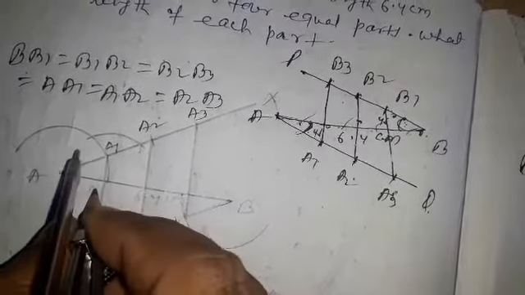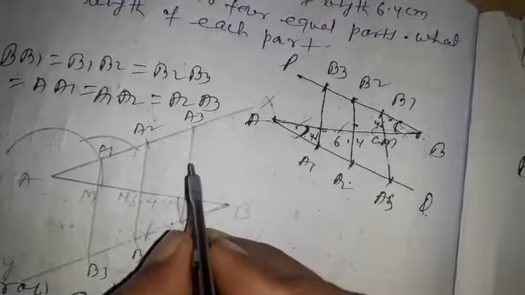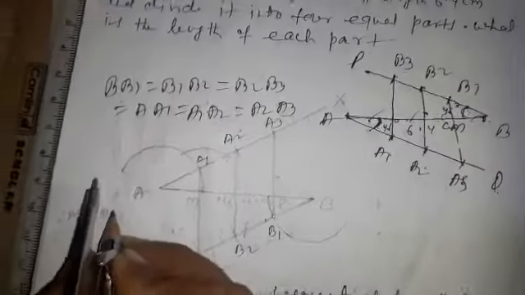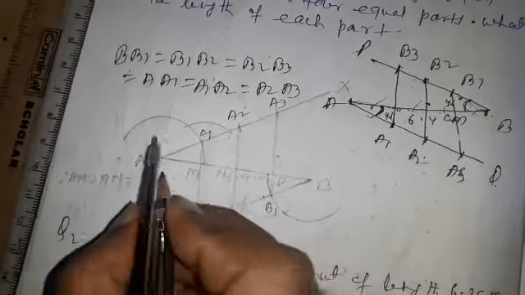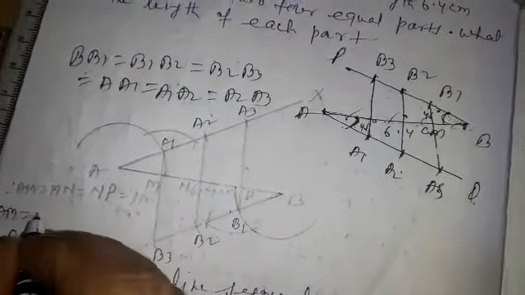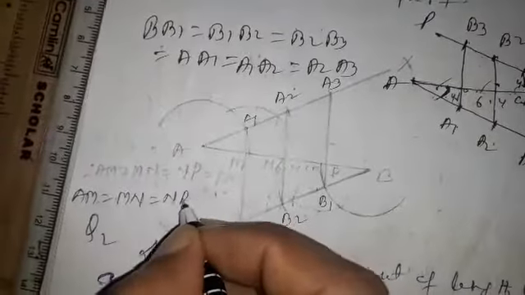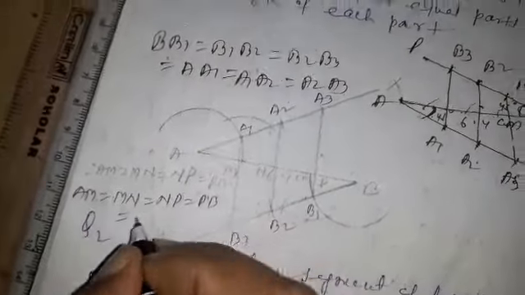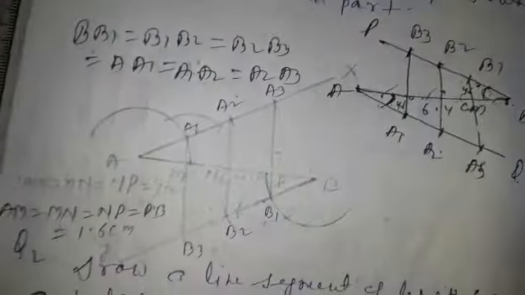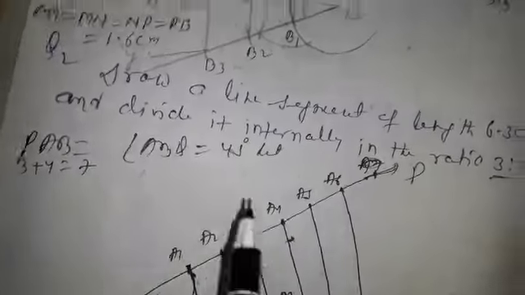If the points are M, N and P, therefore AM is equal to MN is equal to NP is equal to PB, each equal to 1.6 centimeter. If we measure it, we will find their length is 1.6 centimeter. Now the next question is the same.